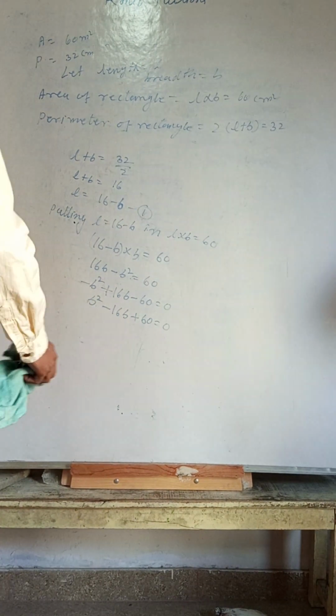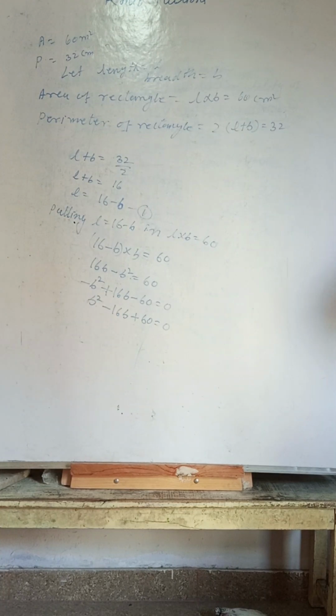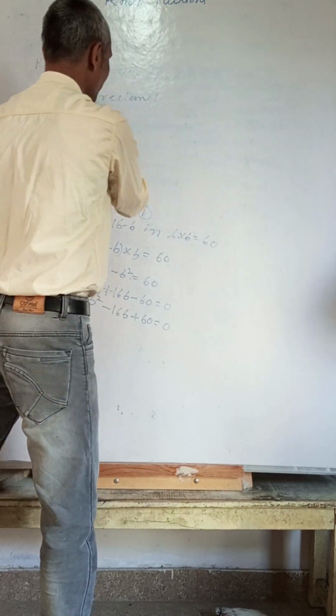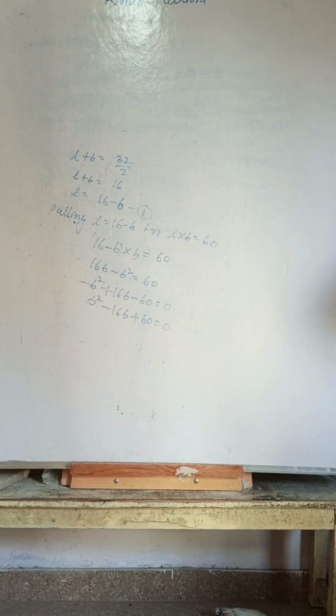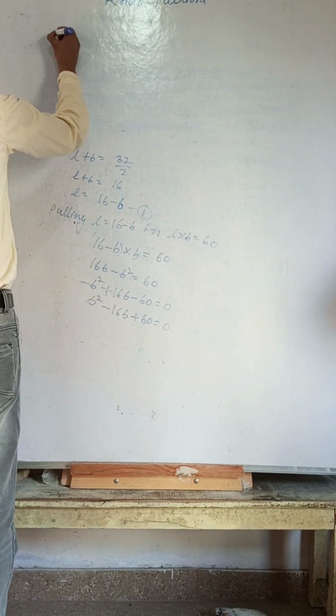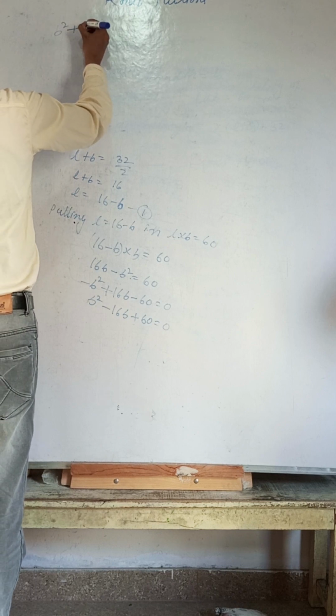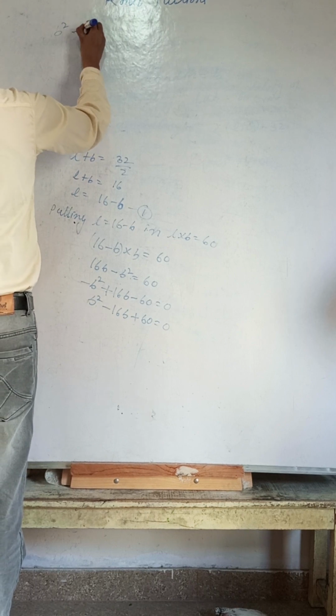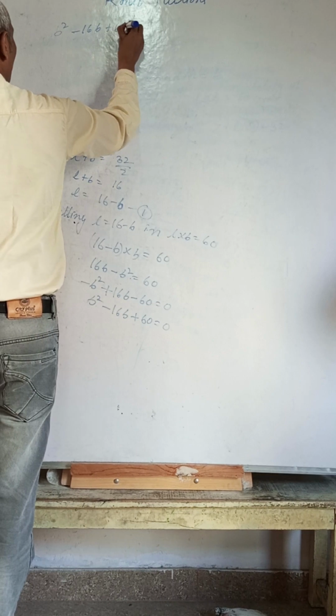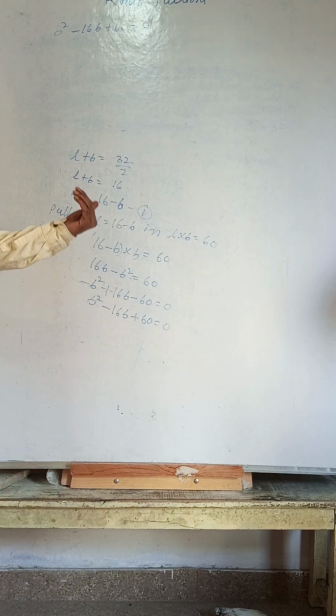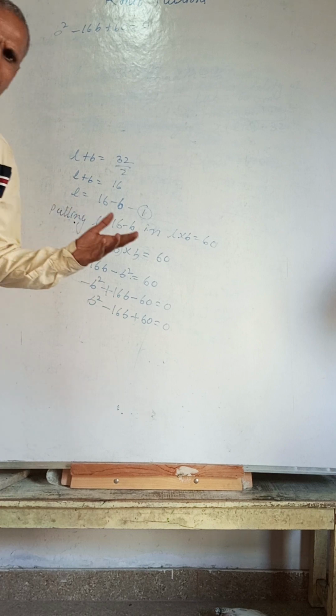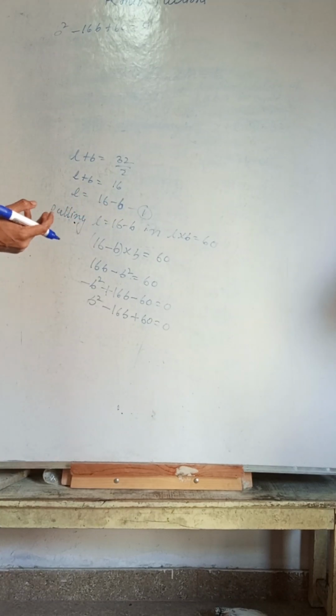I hope you learned it. I am erasing the upper part and writing again. Now we have the quadratic equation B² − 16B + 60 = 0. To find the value of B, we can use either the quadratic formula or the splitting method.